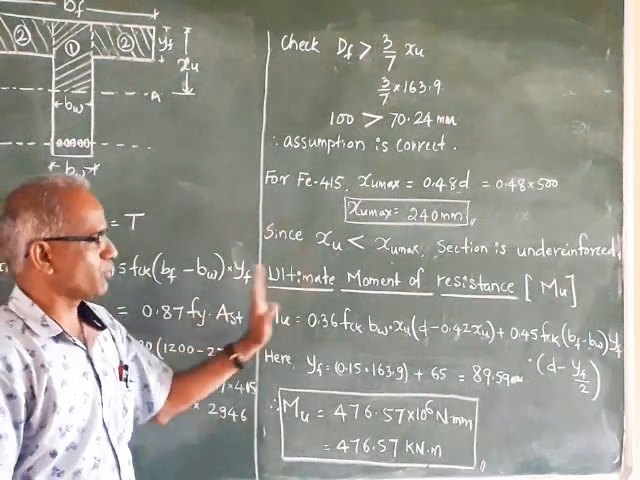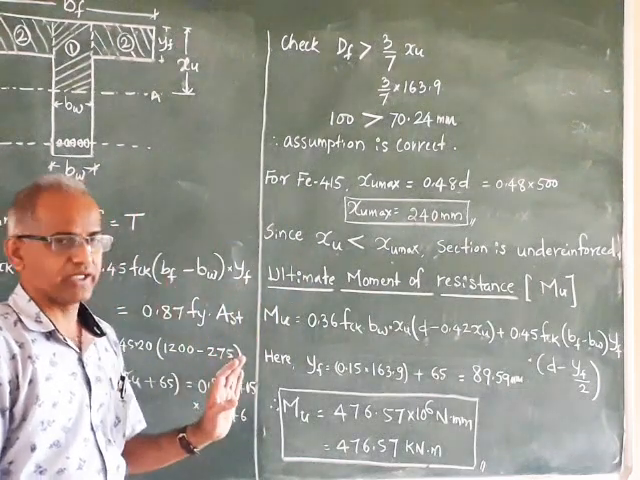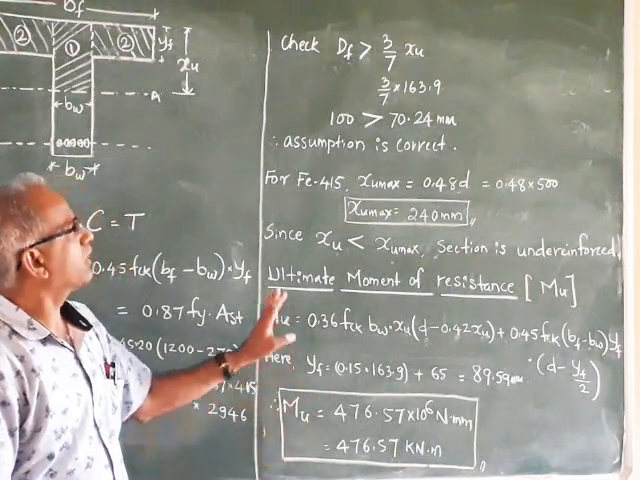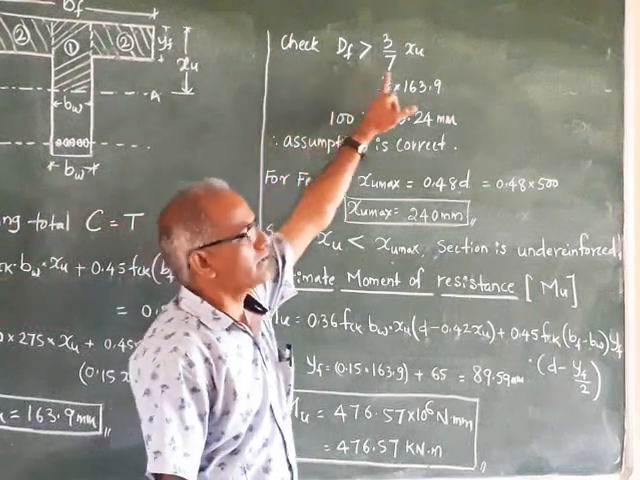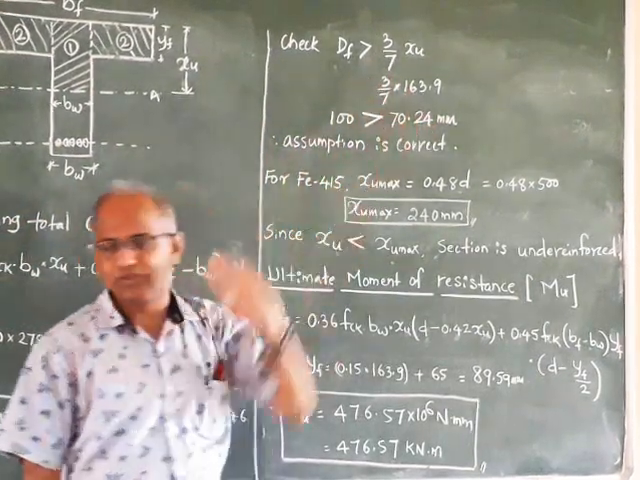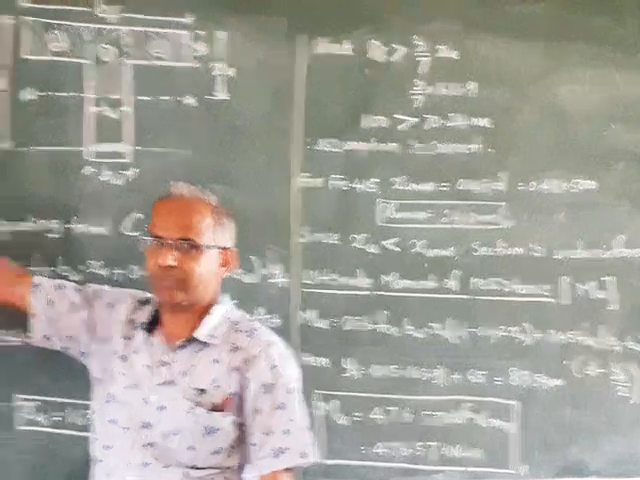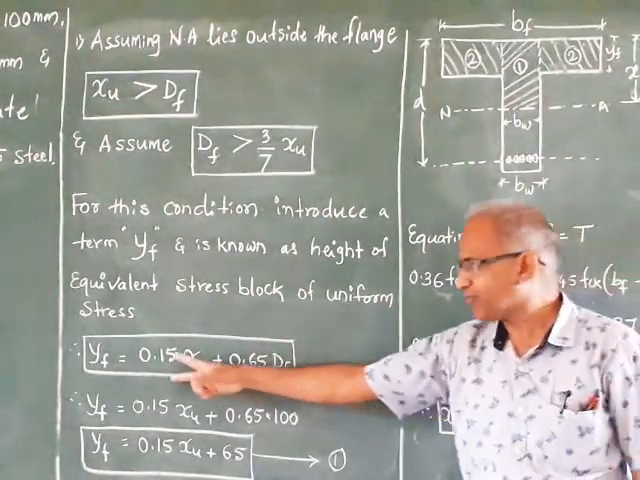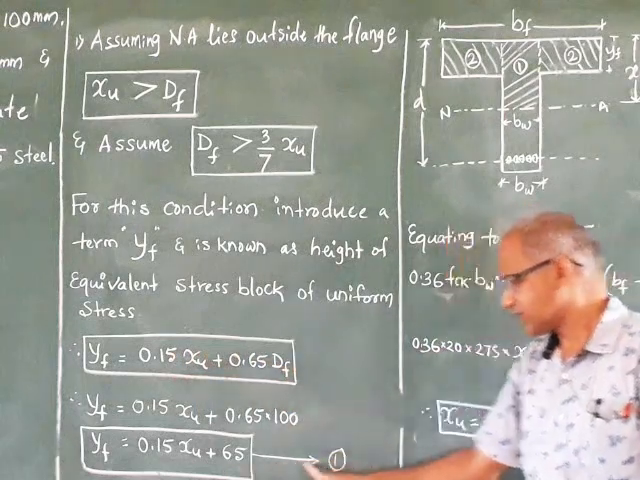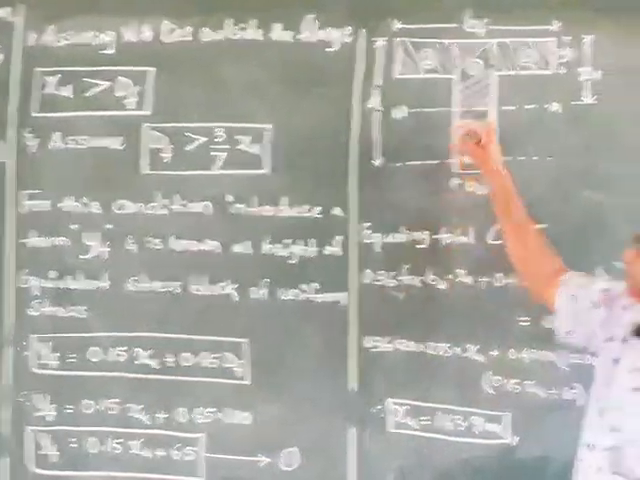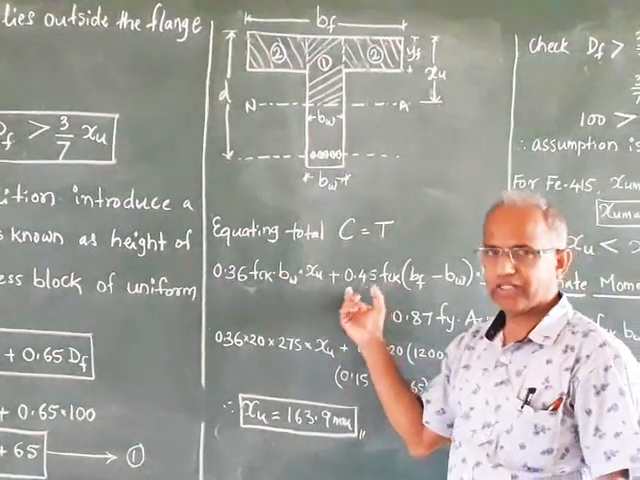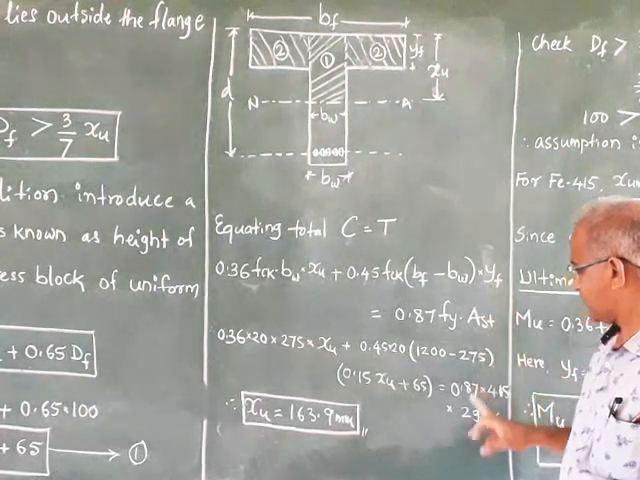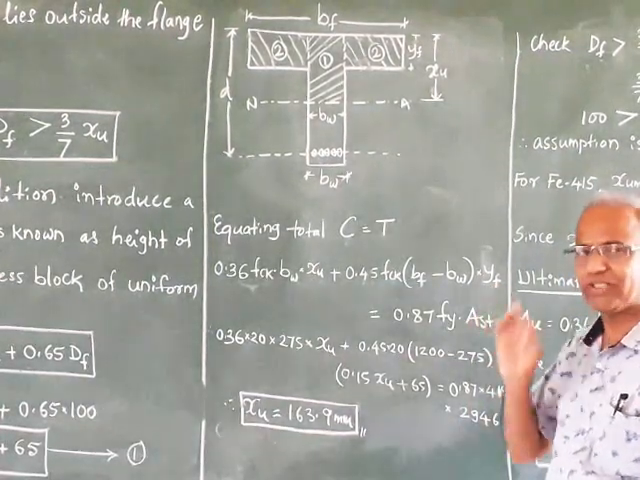So this is the problem in which we have assumed, no doubt, the neutral axis outside the flange, but we have considered Df greater than 3 by 7 xu. If you are considering Df greater than 3 by 7 xu, then first take this term yf, then write this equation 1, then as usual change the equation, that is C is equal to T. Wherever Df is there, you can put yf. That is the only change.